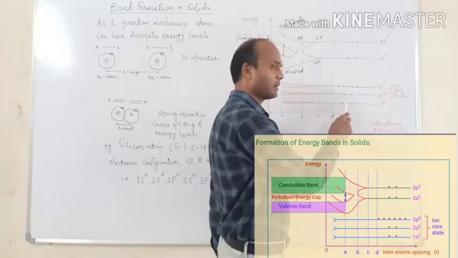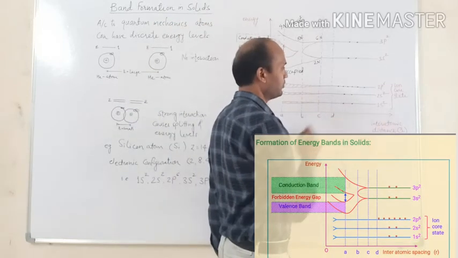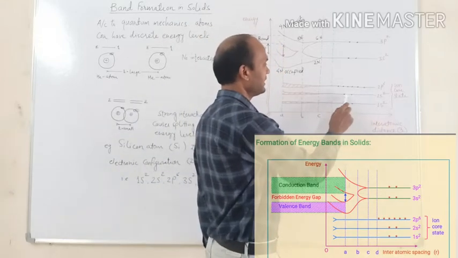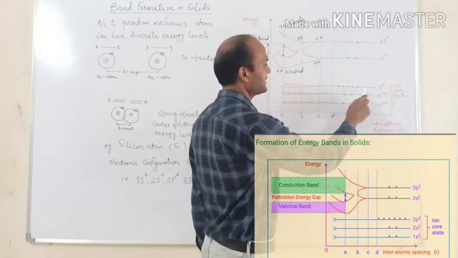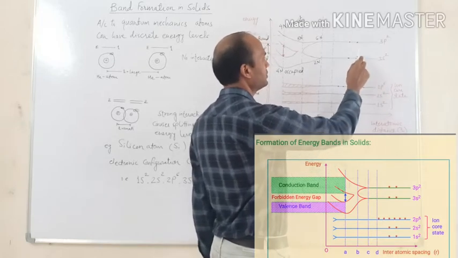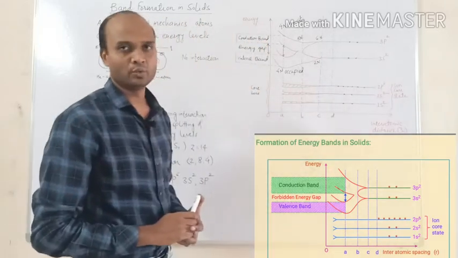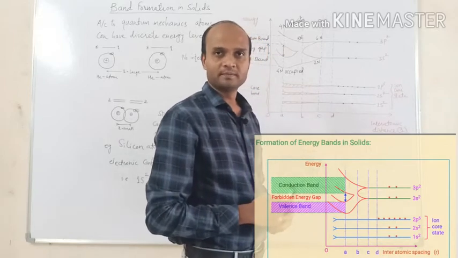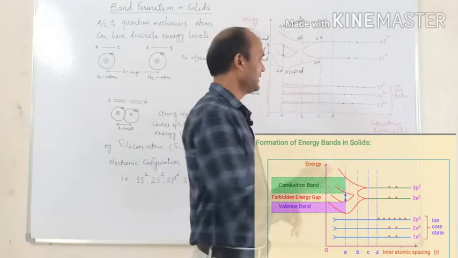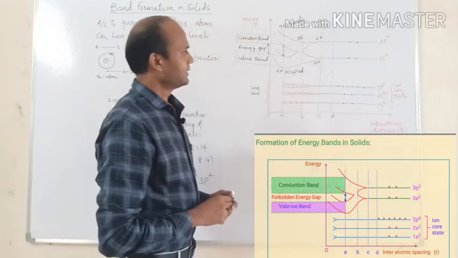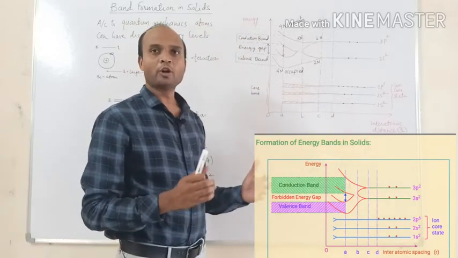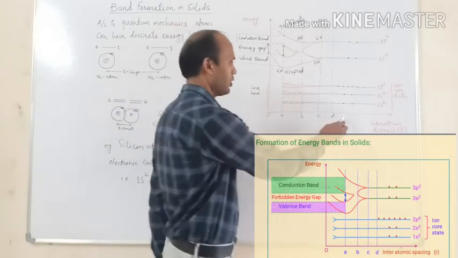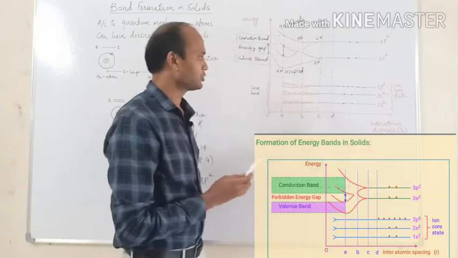Here the number of electrons is also shown. You can see the 1s orbital contains 2 electrons, 2s contains 2, 2p contains 6, 3s contains 2, and 3p contains again 2 electrons. Now if the distance is longer, more, then the splitting will not be there, meaning the interaction between the atoms will be very, very small. So here interaction is small, so no splitting.